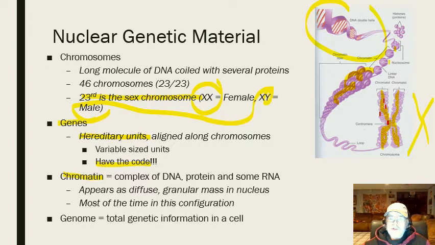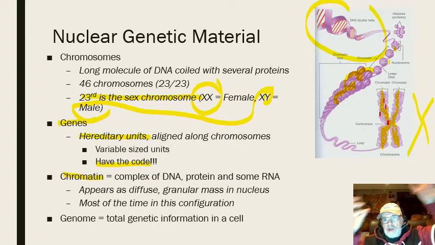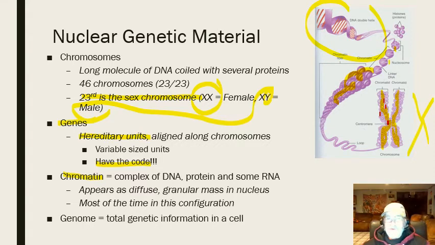The reason why it does that is by unwinding this X and just having a long strand of that DNA material, which allows better access to the gene areas. So they're not covered up, or hiding in all those little nooks and crannies that we see in our X up over there. So that chromatin is that diffuse granular mass that we see in the nucleus almost all the time, except for a very short period of time during mitosis. We don't see the typical chromosomal appearance.